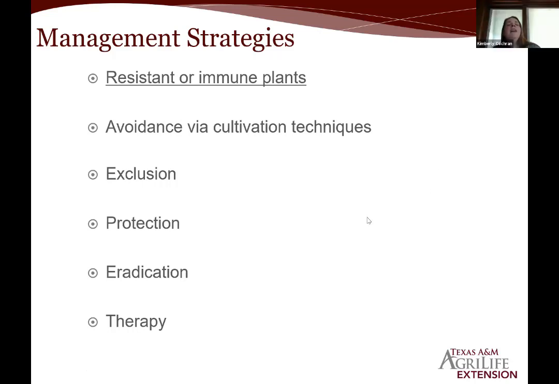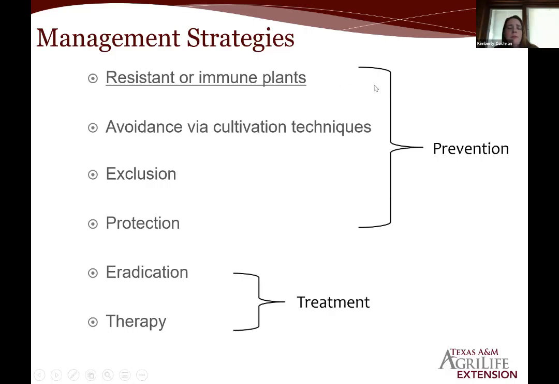Okay, carrying on. So resistant or immune plants are always the first thing that I recommend. It is by far the front line of defense, if you will. We also have avoidance through cultivation techniques and exclusion of the pathogen, protection, eradication, and therapy. So these first four are focused on prevention. These last two are focused on treatment after the fact.